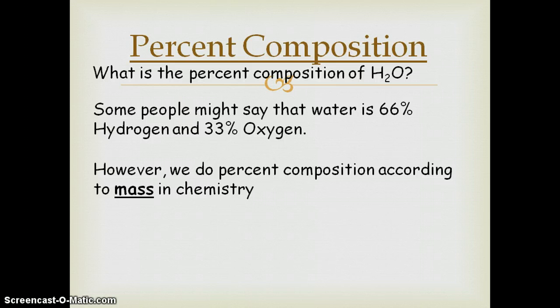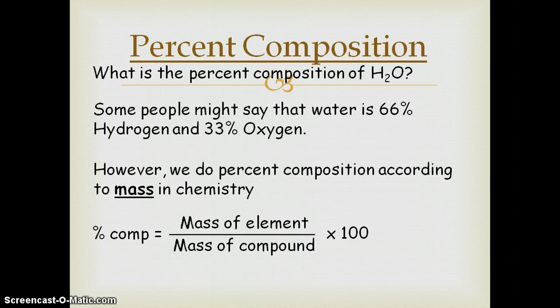So while the 66% and 33% wouldn't be wrong if you were looking at the percent of atoms, if you're looking at the percent of weight or mass, then you are doing percent composition and it's going to be a little different. So the percent composition by mass in chemistry is actually incredibly simple once you know how to calculate the molar mass. If you don't remember how to calculate the molar mass, go back to vodcast number 2, watch it again, make sure that you know how to calculate the mass of a compound. This is the molar mass of the entire compound.